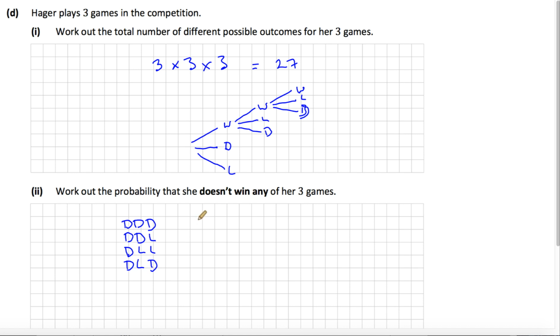Then she could lose, lose, lose. She could lose, lose, draw. She could lose, draw, draw. Or she could lose all 3. And they're all the options that don't have a win involved. So you're looking there at 8. 8 ways that she doesn't win, and that's 8 out of your total, which is 27. So for the probability, it's 8 out of 27.